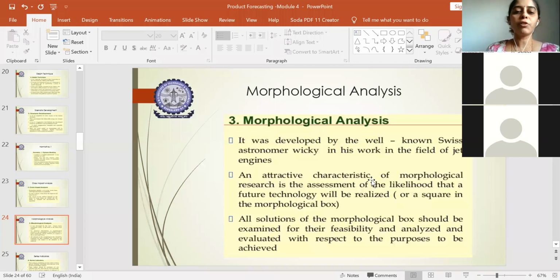So next is morphological analysis. What happens in morphological analysis? Firstly, it was developed by the Swiss astronomer named Zwicky. What he characterized here is an attractive characteristic of morphological research in the assessment of the likelihood that a future technology will be realized. So it was a square in the morphological box. What do you mean by it?